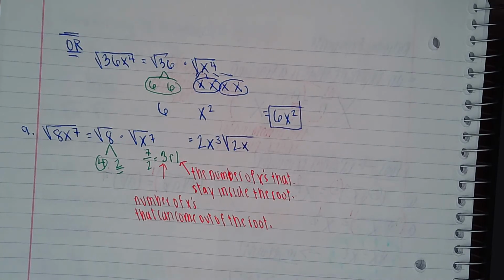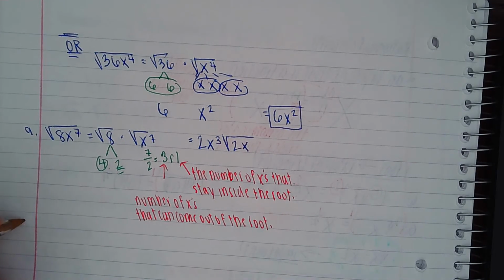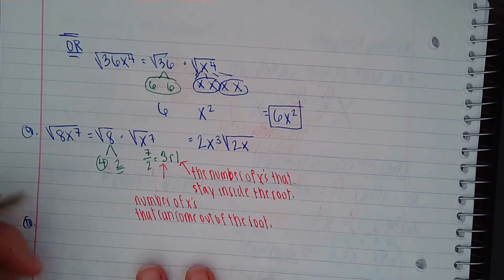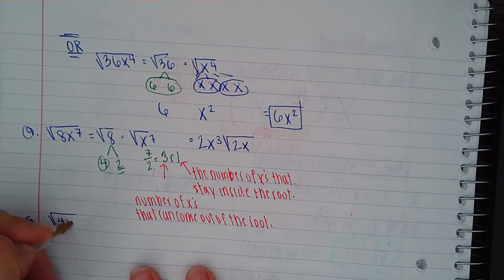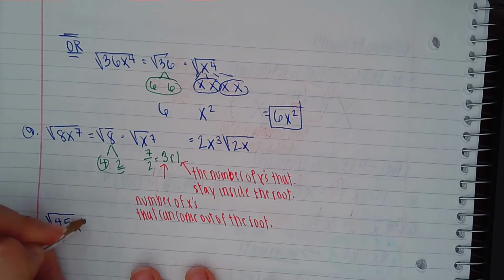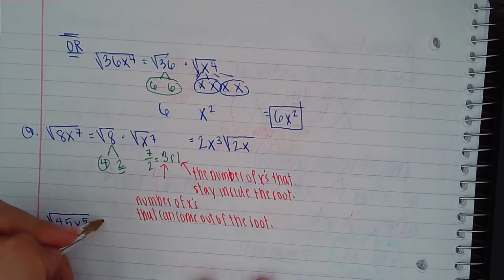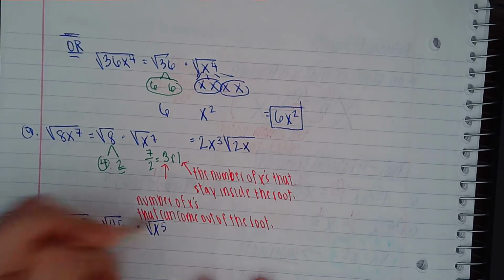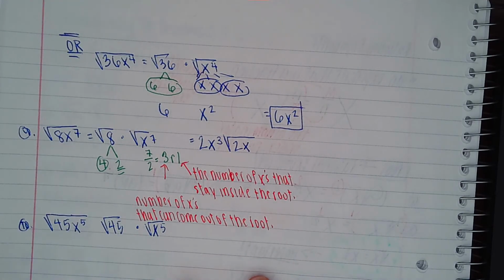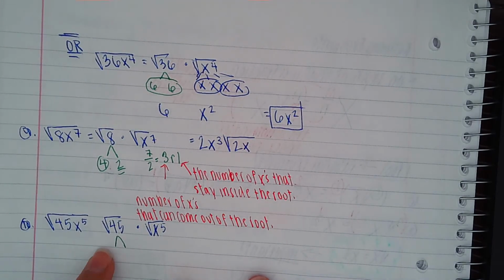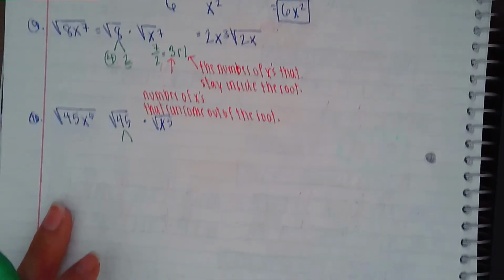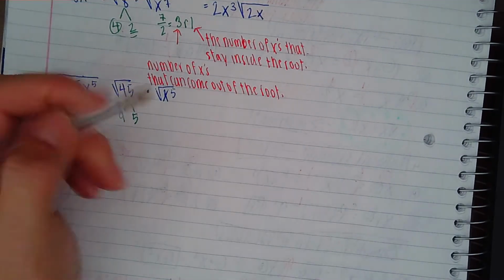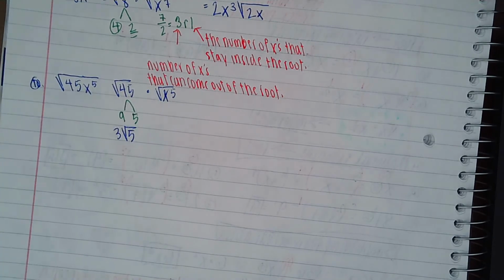Okay, so let's try it again. Let's do example number 10. And I just keep forgetting to circle them all, don't I? Those were terrible circles. Okay, I'm going to take the square root of 45 times x to the 5th. So that would be rad 45 times rad x to the 5th. Well, when I break 45 apart, the biggest perfect square that can go into it would be 9 and 5. The square root of 9 is 3, and the 5 would be left over.